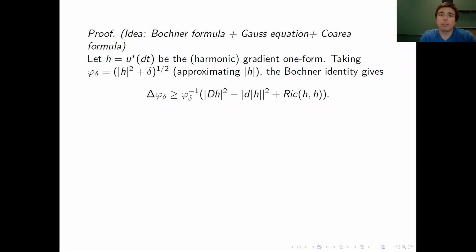Okay, so to make it a little rigorous, suppose this is our gradient harmonic 1-form. We'd like to take the Laplacian of norm h, but that's not going to be quite smooth. So maybe we regularize a little bit. This is a standard trick, right? So we replace it with, say, the square root of norm h squared plus delta. Okay, and the Bochner identity gives us the following. This is just, again, the standard Bochner identity for harmonic forms.